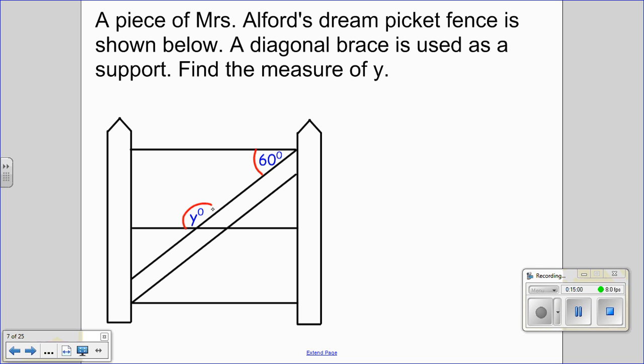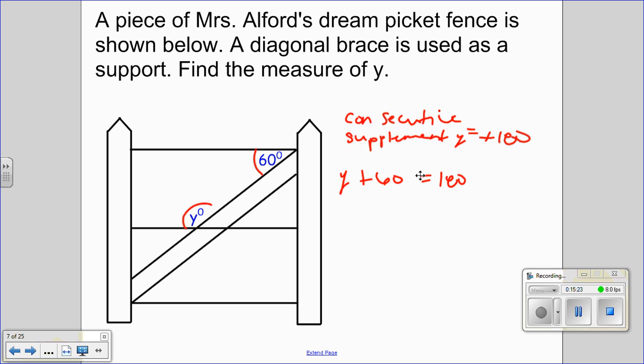So same side inside would be, again, consecutive. And we already talked about consecutive is supplementary, which means they add to 180. So that means y plus 60 equals 180. So if I subtract 60 on both sides, y would equal 120 degrees.